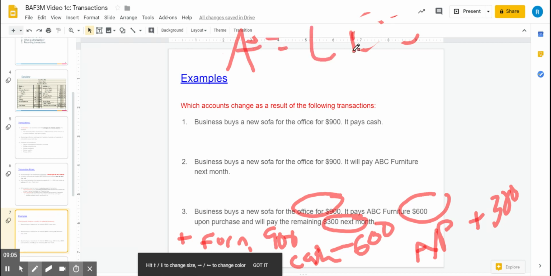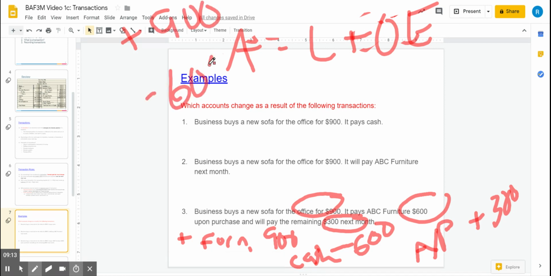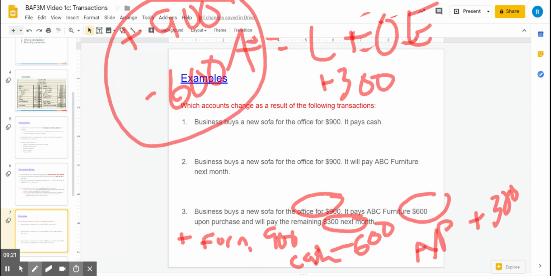Assets equals liabilities plus owner's equity. Let's list them out. Well, we had one asset go up by 900, furniture. We had one asset go down by 600, cash. And then we had a liability go up by 300. Do things balance? Yes, they do. Our assets overall went up by $300, and our liabilities also went up by $300. So the left side and the right side have both gone up by $300.